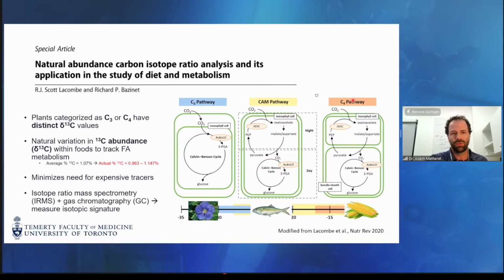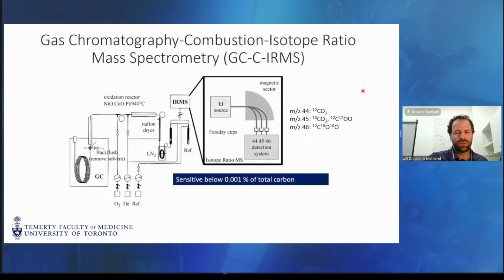And this is detected through something known as isotope ratio mass spectrometry, which can be coupled, especially in the case of fatty acid work, to gas chromatography to measure the isotopic signature of specific fatty acids. So what is isotope ratio mass spec? Well, essentially here we have what's showing as a gas chromatograph.